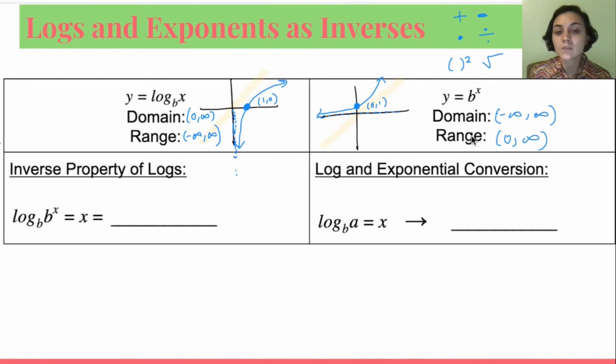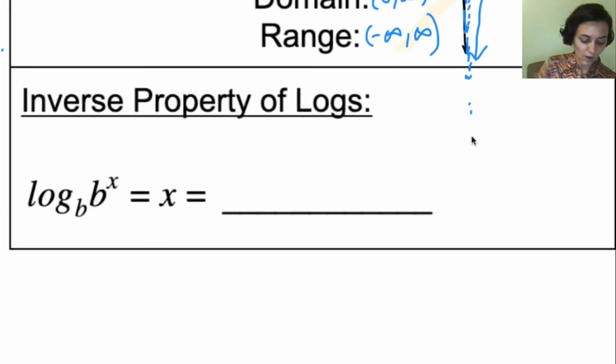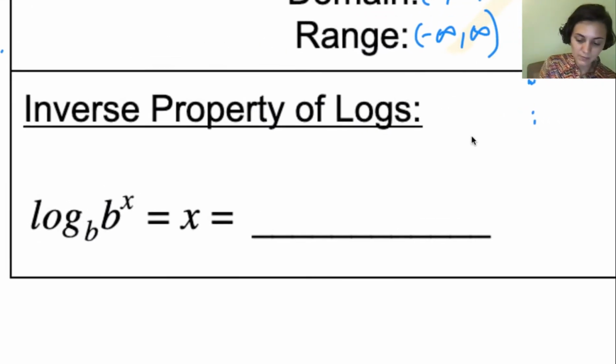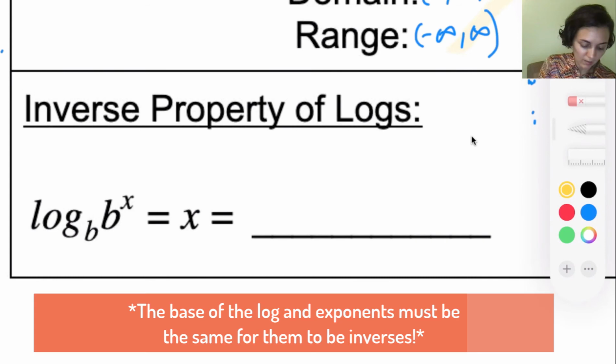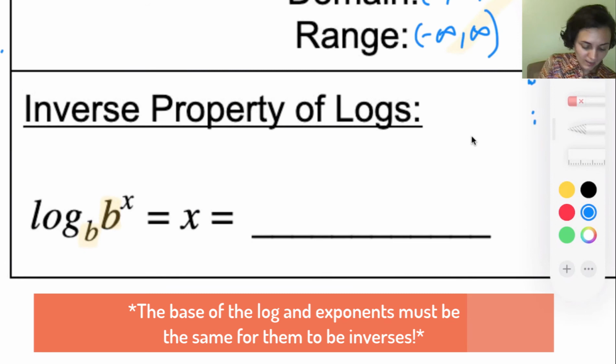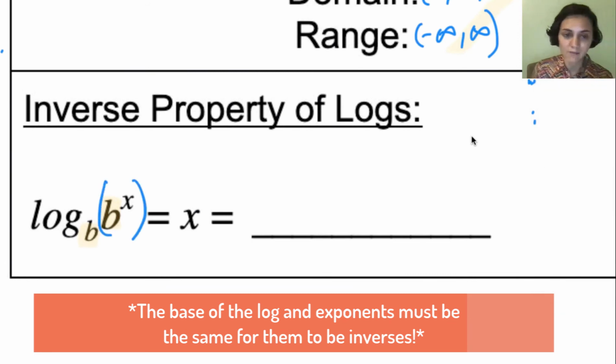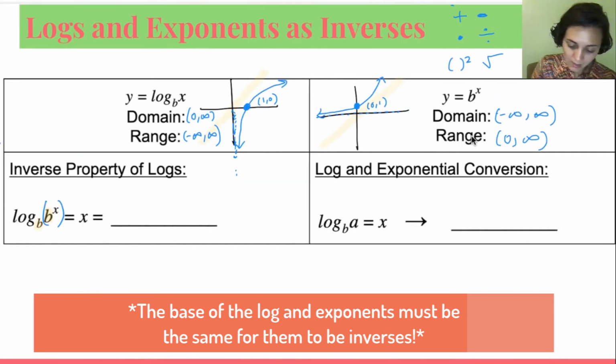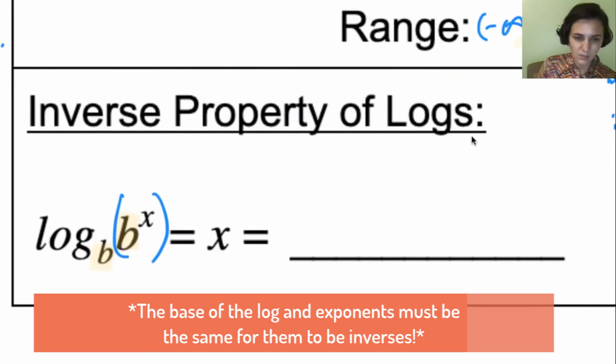And so since they're inverses, they can be used to cancel each other out. So right here, I have a log base b, and remember, it's so important that the bases are the same. So if you have a log base b, and then inside the argument of the log base b, you have an exponent with base b, they cancel each other out. So just the same way that all these other inverses cancel each other out, logs and exponents cancel each other out too. So the log and the exponent would cancel each other out, and we'd just be left with x.